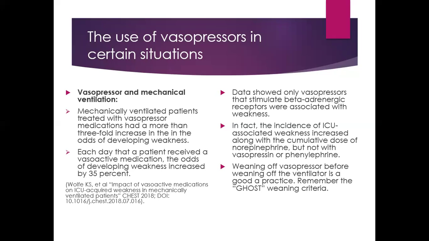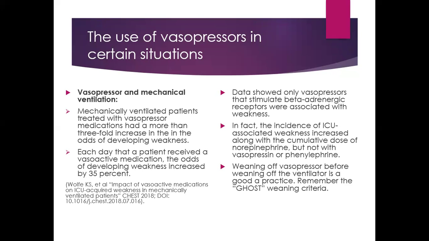The study documented that patients on mechanical ventilation requiring vasopressor therapy had more than a threefold increase in also developing muscle weakness. Once this happens, they stay longer on the ventilator, they stay longer in the ICU, and they have poorer outcomes. In fact, the study documented that each day a patient received a vasoactive medication, the risk of developing weakness increased by as much as 35%.